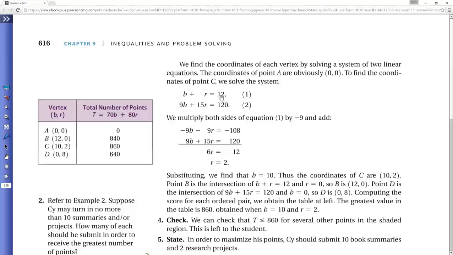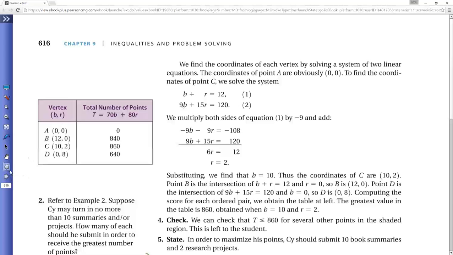Well, the line is represented by this equation, and then here's my amount of time it takes for the books, and here's the time for research projects. Here's the border of that one. It said it had to be less than or equal to 120, but here's the border equal to 120. Well, this line and this line, they both have two equations, so we can say, well, what happens when these two lines intersect?